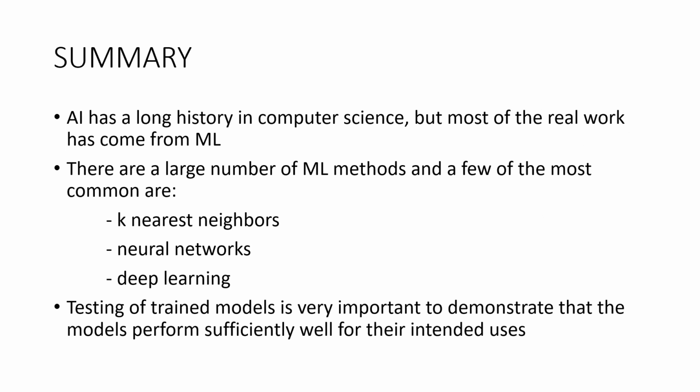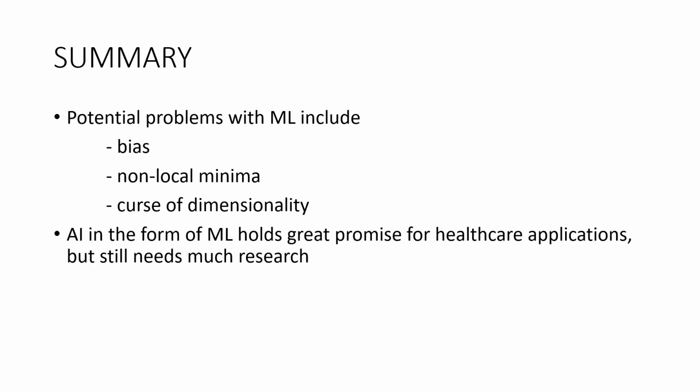I know it's taken quite a long time. In summary, AI has a long history. Machine learning is the area that really is important, though. There are a large number of machine learning methods; we talked about K-nearest neighbors, neural networks, and deep learning. Obviously testing is important to make sure your model works sufficiently for whatever your purpose is. We talked about a few potential problems: bias, non-local minima, and the curse of dimensionality. And then I gave you a few examples. Machine learning holds great promise for healthcare applications.